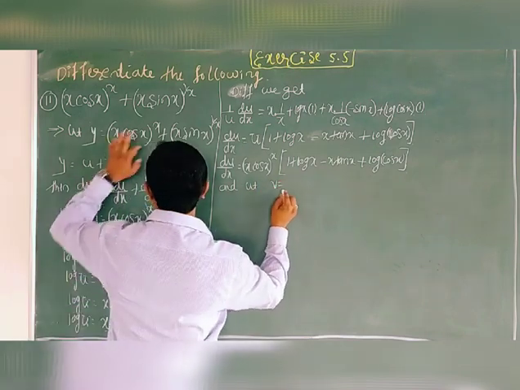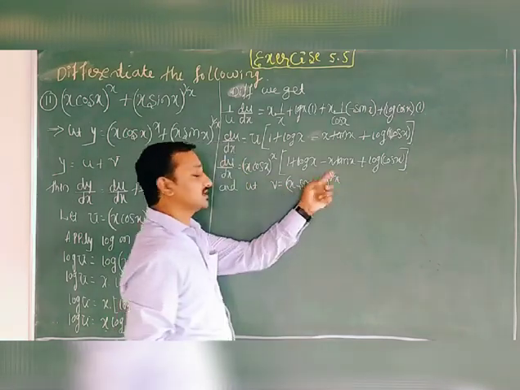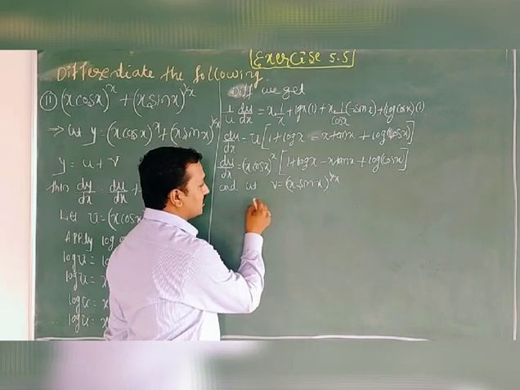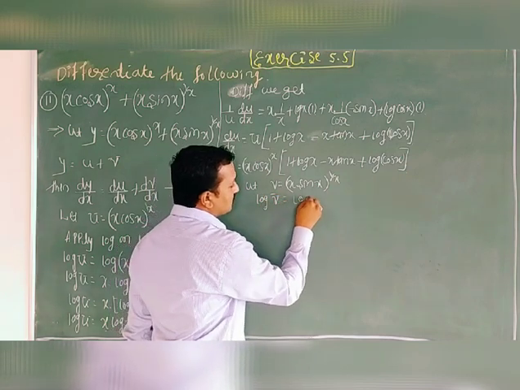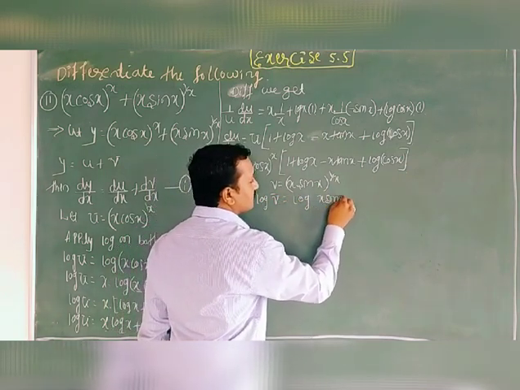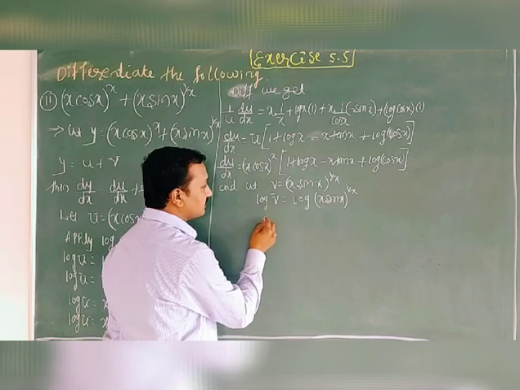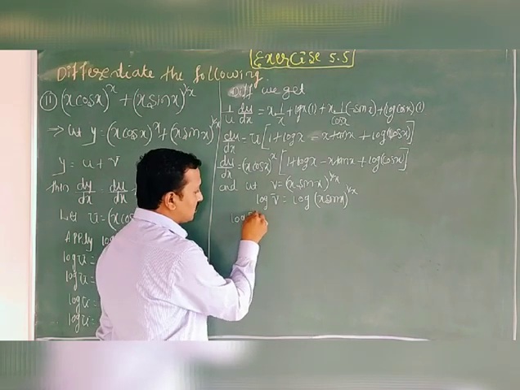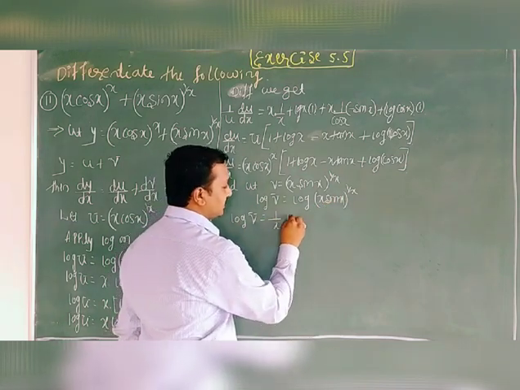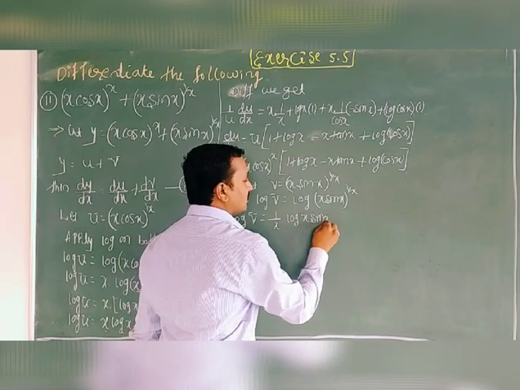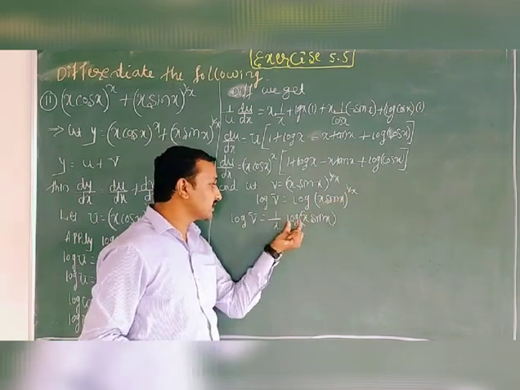Let us take p equal to (x sin x) raised to 1 by x. Instead of x, there is 1 by x. Same as before, apply log on both sides. So log p is equal to log of (x sin x) raised to 1 by x. Keep log p as it is, and log of m raised to n can be written as n log m, so this is 1 by x into log of x sin x.